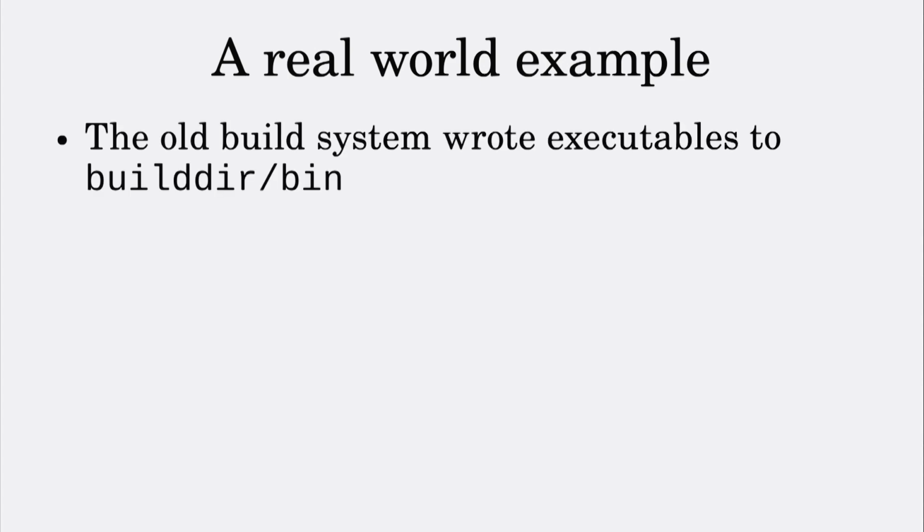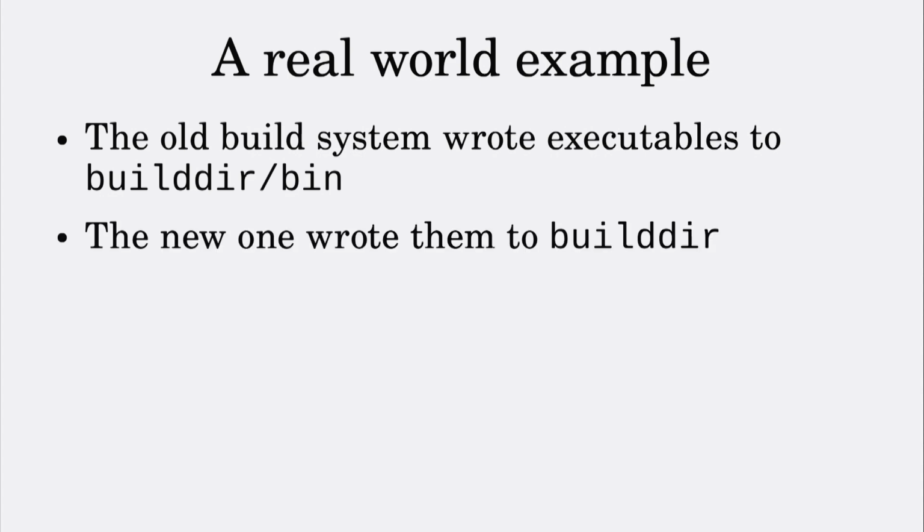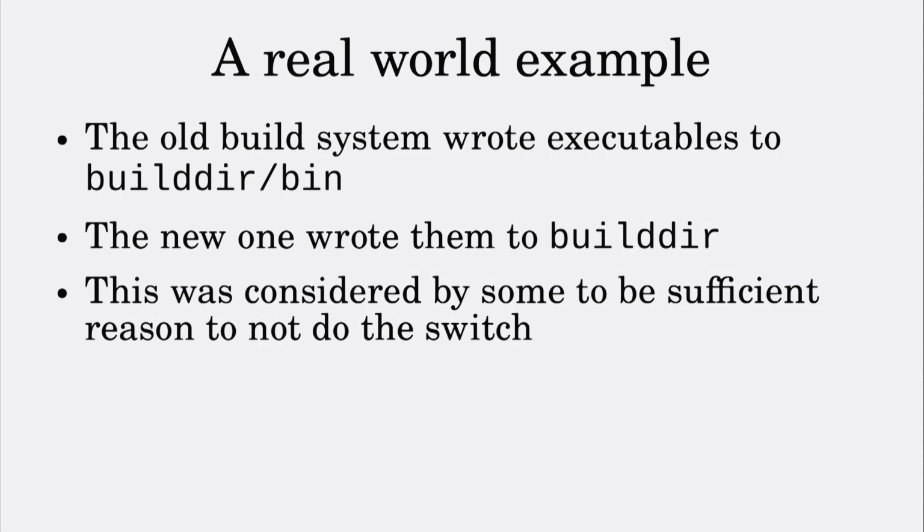So they had their old build system, and it wrote executables to this directory. It's builder bin, and this is on a Linux machine. And the new one wrote them in the root of the build directory because that's where they were defined. And this alone was sufficient reason not to do the switch. It's like, no, we can't do that because this is too big of a change. Again, not a joke, this actually happened. And these are sorts of things that you're gonna be facing.